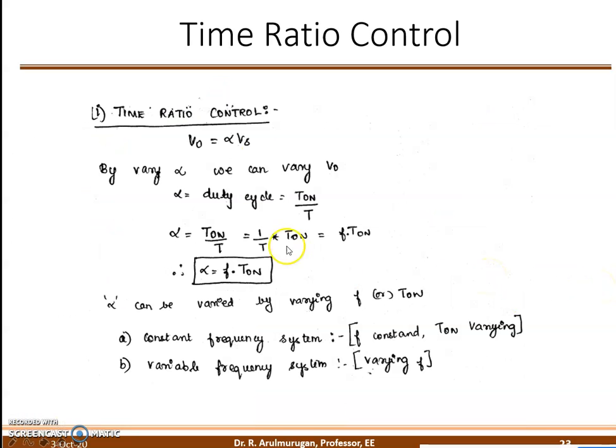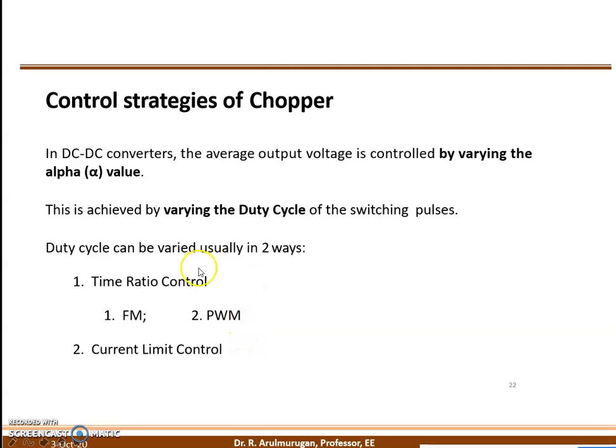Okay, so you are going to go through that one. What is it, or another name you can say for it? These two, frequency modulation and pulse width modulation, come under the time ratio controlled method. T, capital T, time ratio controlled method.